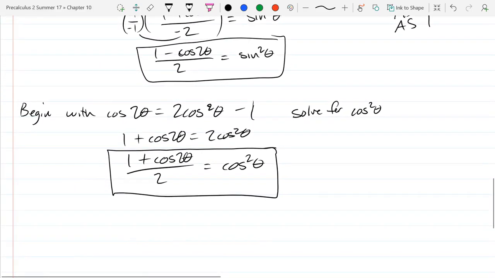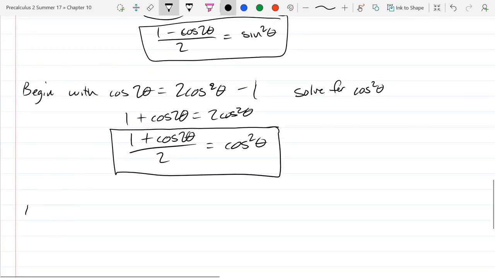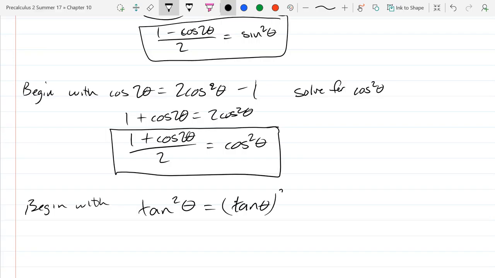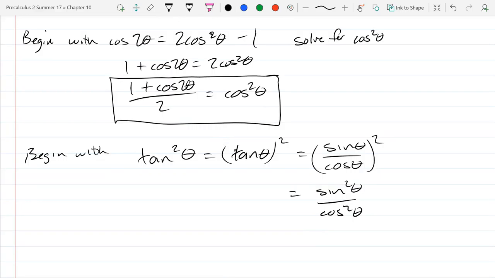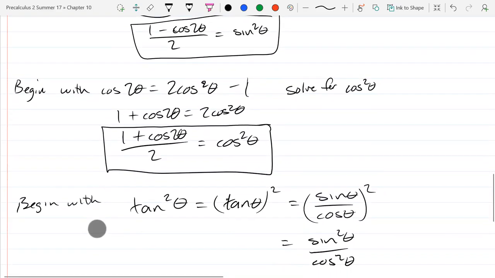Last one we're going to do, so we're going to do one for tangent squared. But we're actually going to shortcut tangent squared. Of course, that's tan theta squared. You don't have to do all these intermediate steps here. All right, so sine squared over cos squared. Well, how do we deal with sine squared and cos squared? Oh, we have them right here. So we're going to use the sine squared and cos squared in the box right up here.